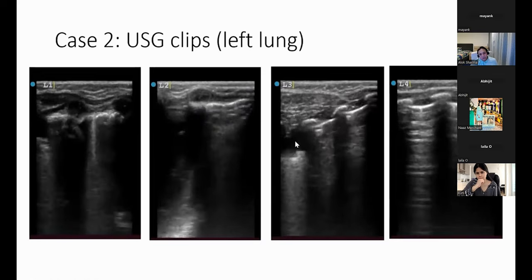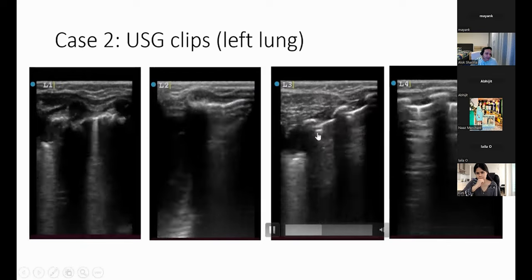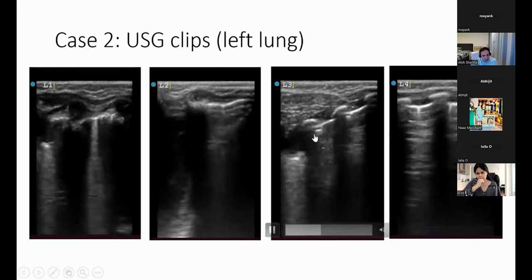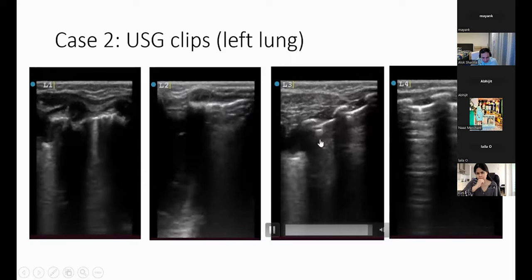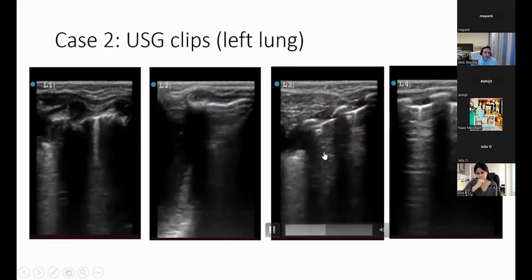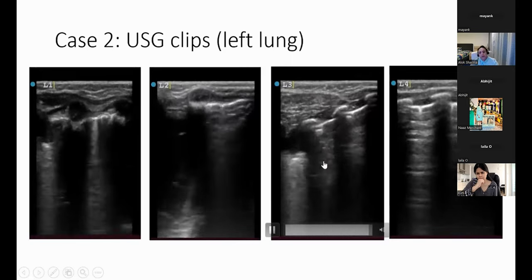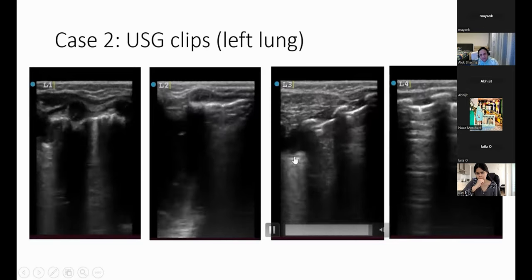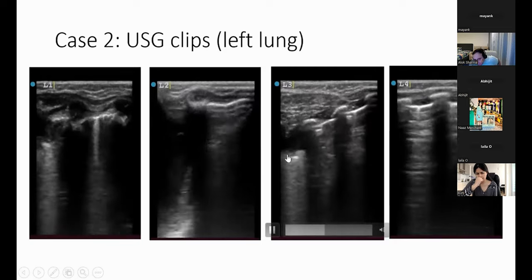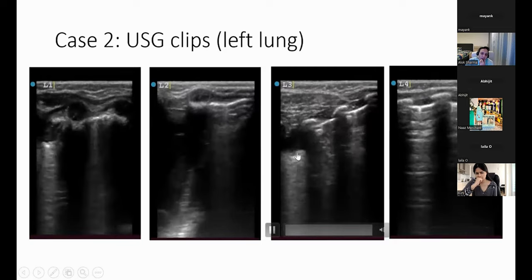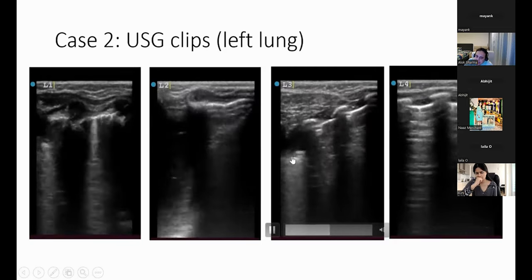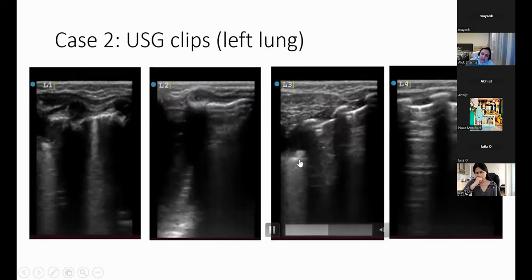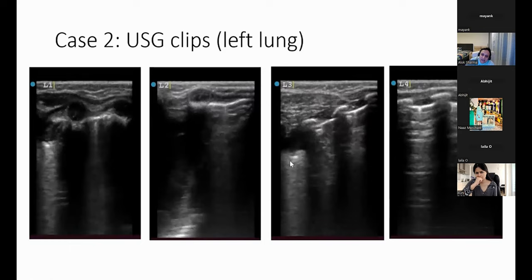You've got subpleural consolidation. Can you see that bright area there, just below the pleural line? No, further down. Yeah, further down. So if you just go to your left side, that area there is subpleural consolidation. And again, you've got an element of atelectasis. You can't quite see any kind of bronchograms. So actually there's no air in this.